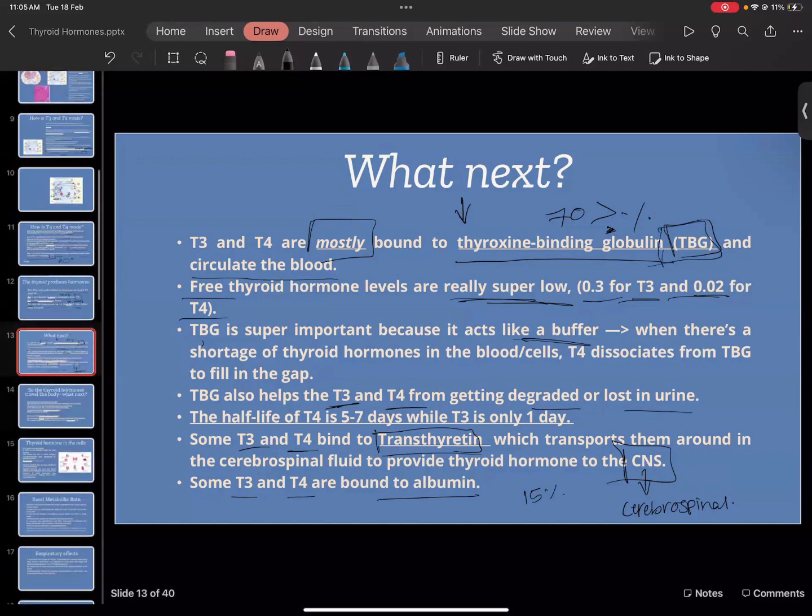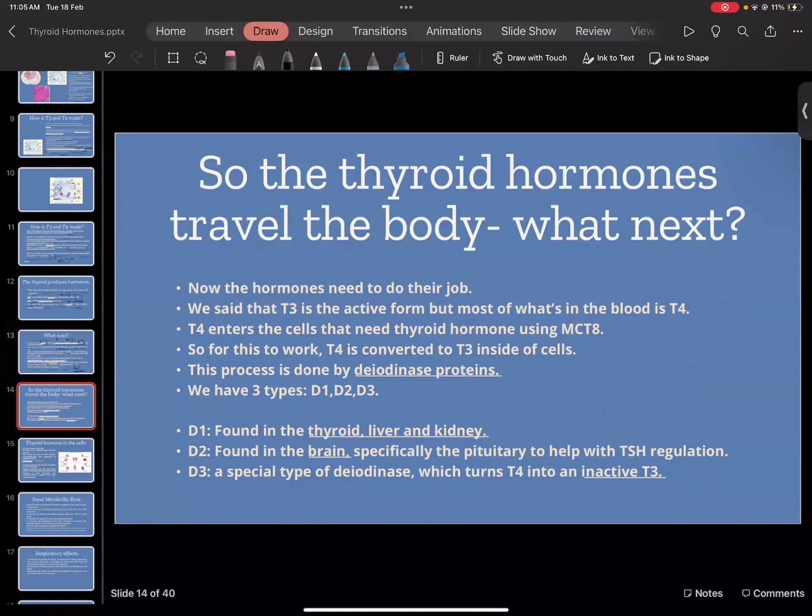Okay, moving on. Now the thyroid hormones are traveling around the body. What next? Sometimes we need the hormone to actually do its job. We said that T3 is the active form, but most of what's in the blood is T4. I already mentioned that T4 gets converted to T3 peripherally. Before it does that, T4 first enters the cell using MCT8. Do you guys remember when we mentioned MCT8 earlier?